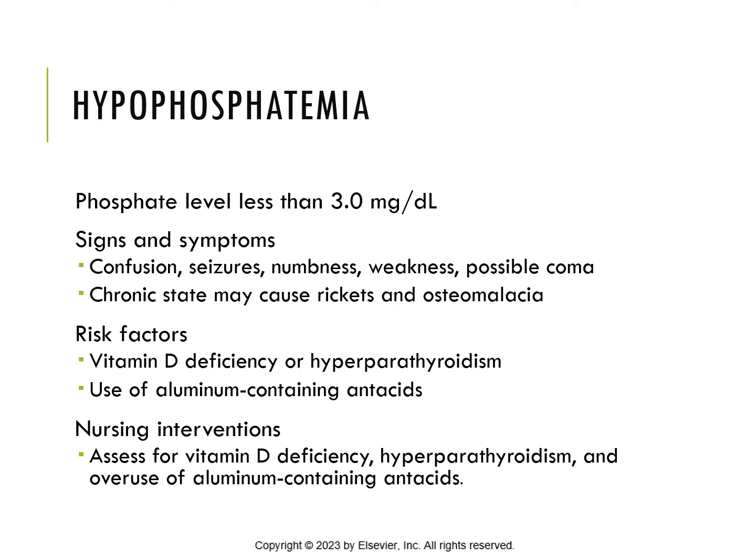Hypophosphatemia will occur when the phosphate level falls below 3.0 milligrams per deciliter. Hypophosphatemia can result from the use of aluminum-containing antacids that bind phosphate, vitamin D deficiency, or hyperparathyroidism. Hyperphosphatemia is a level greater than 4.5 milligrams per deciliter, and it commonly occurs with renal failure.